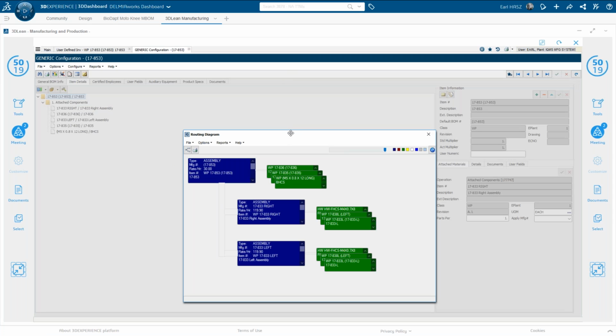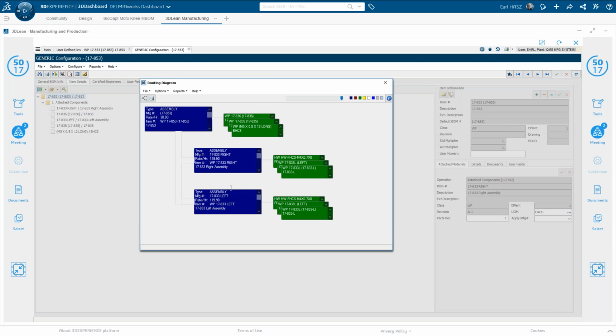So DELMIAworks is giving me now, in the same basic process, the assembly of that calf, the right side and the left side of the calf with the hardware that's required, the components that were needed for that tree, as well as the final elements that needed to go into that assembly. So I can see what steps are going to be pulled together for my routing.